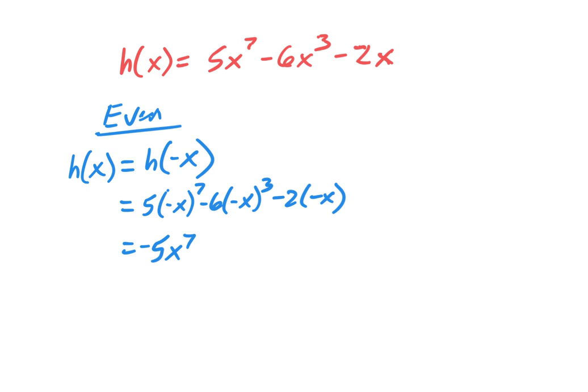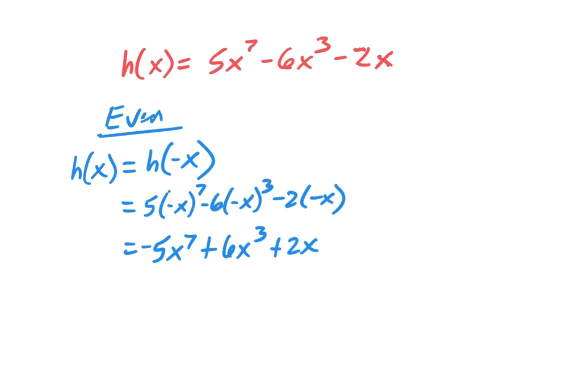Okay? Same thing here. Negative x raised to the 3rd becomes negative x cubed, right? Negative 6x times negative makes this a positive 6x cubed. And then finally, negative 2x times negative x would be a positive 2x. Is this function the same as what we started with? No, all the signs are different, right? It's close, but once again, the signs are the thing that are changing. That's why we have to be really careful with the signs.